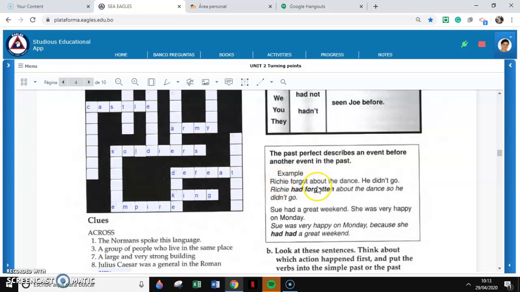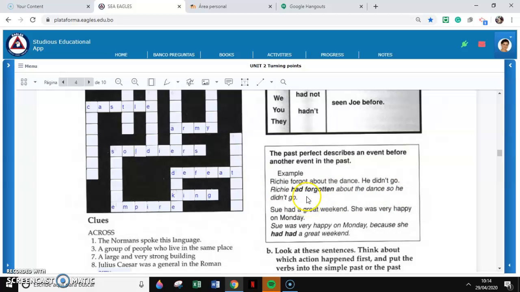Example, Richie forgot about the dance. He didn't go. So how will be the right answer? Richie had forgotten about the dance, so he didn't go.